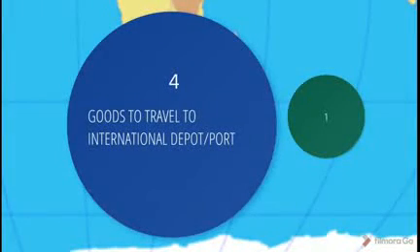After that, goods travel to the international depot or port. The bill of lading: when a carrier arrives to pick up the goods, a bill of lading is issued. A bill of lading confirms that the goods were received by the carrier in an acceptable condition, which is a good condition.